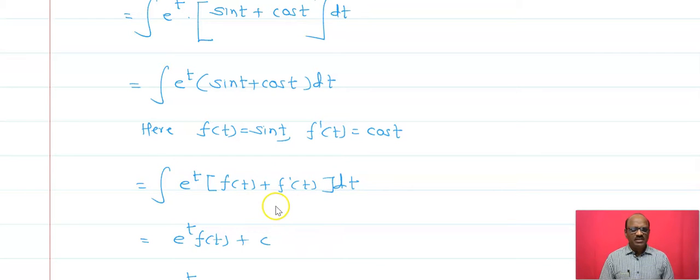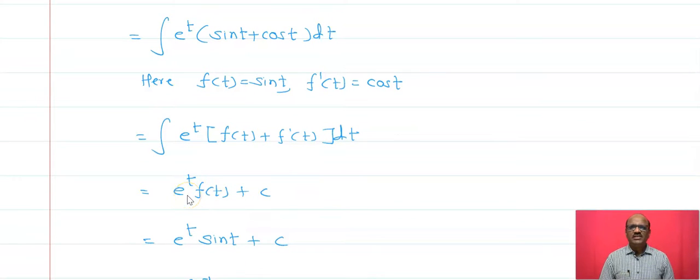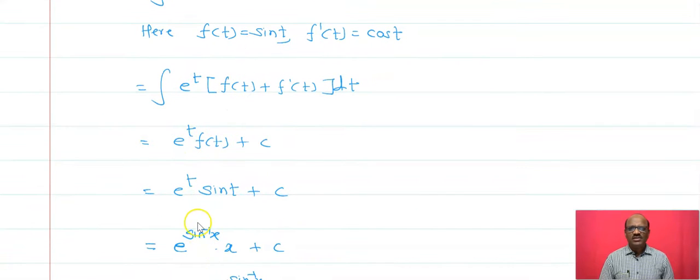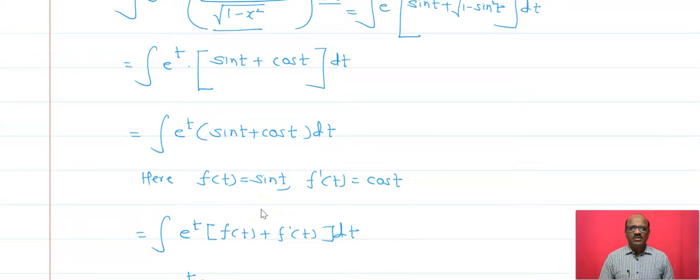In this form we got it. Then what will be its integration? e raised to t into f of t plus c. But what about this f of t? f of t is sine t, and e raised to t. Now we'll resubstitute the value of t. What is t?